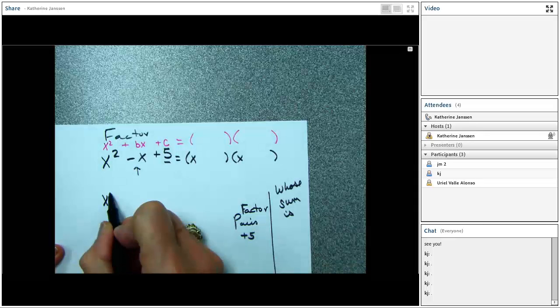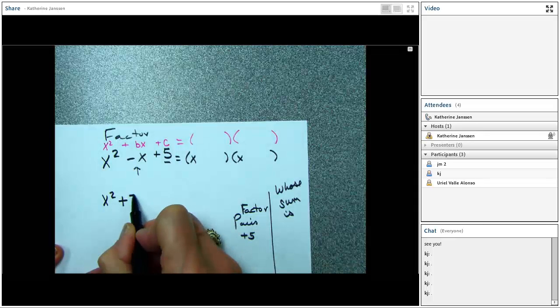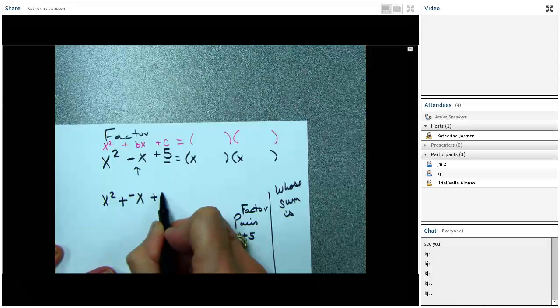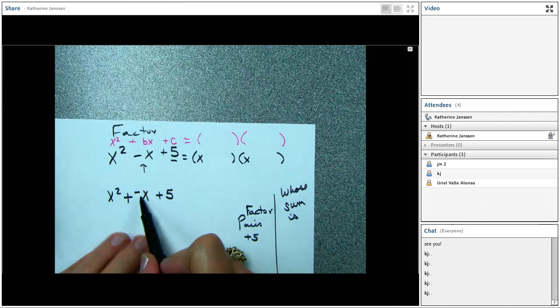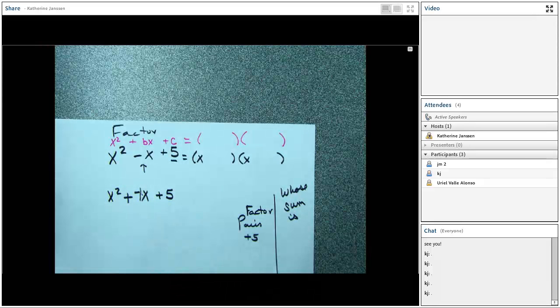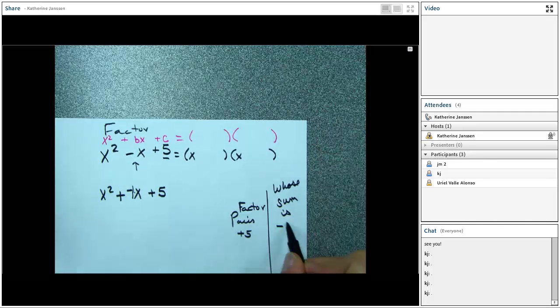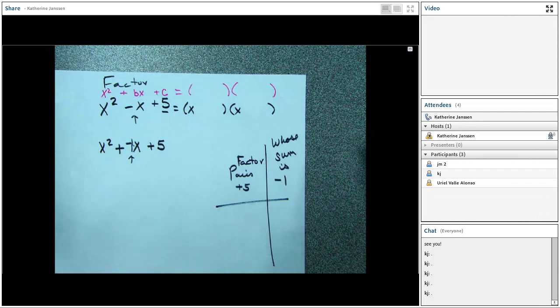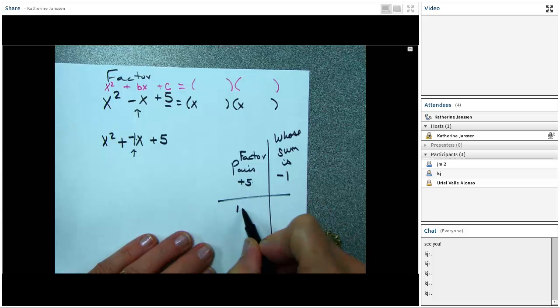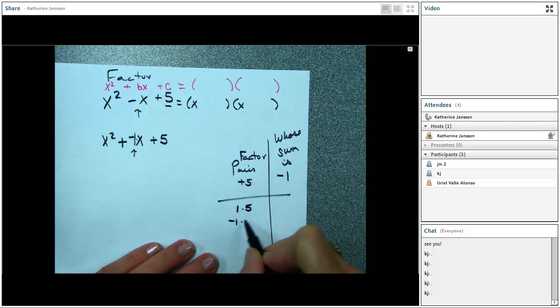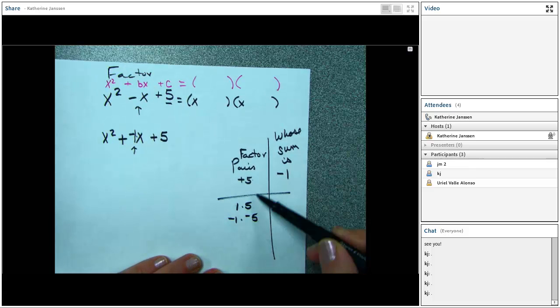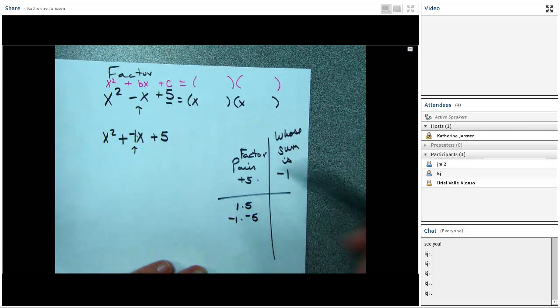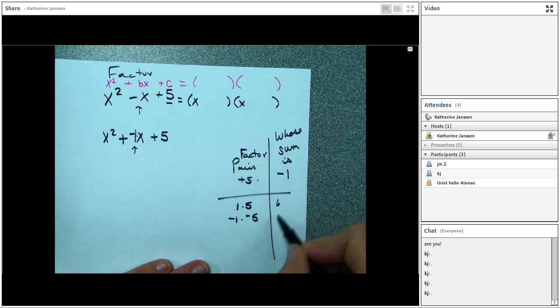Careful. X squared, change subtraction to addition and add the opposite. So this is a negative 1 times x. We're looking for the coefficient on the middle term, which is a negative 1. So factor pairs of 5. Well, 5 is prime. That's 1 times 5, or a negative 1 times a negative 5. There are no other factors of 5. This, when I add, is 6, and this, when I add, is a negative 6. It does not equal negative 1.